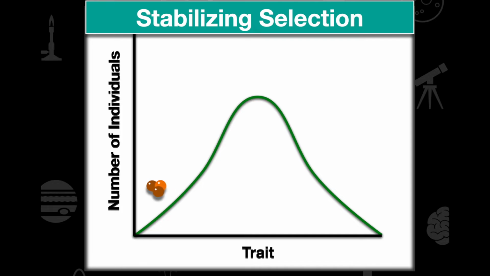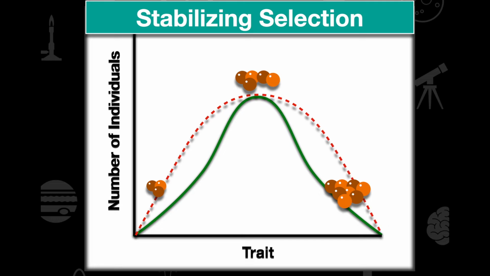In a scenario of bird eggs, what we're going to see here is distributions of a certain quantity of eggs. On the left-hand side, we're going to see that there are a relatively small amount of eggs. On the right-hand side, we have a large quantity of eggs. In the middle, we have an average quantity of eggs. And stabilizing selection is going through and it's trying to get rid of both of those extremes on either end.